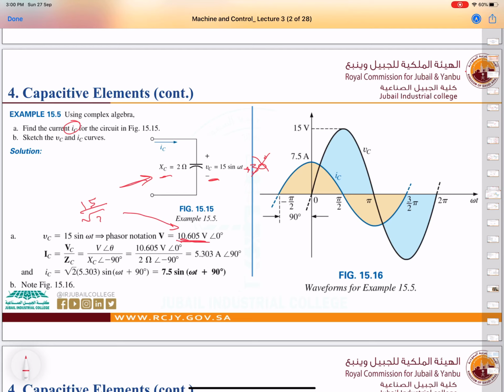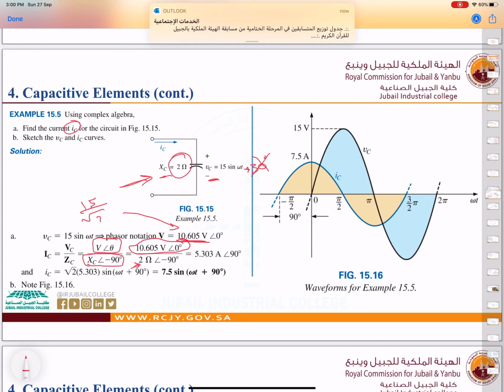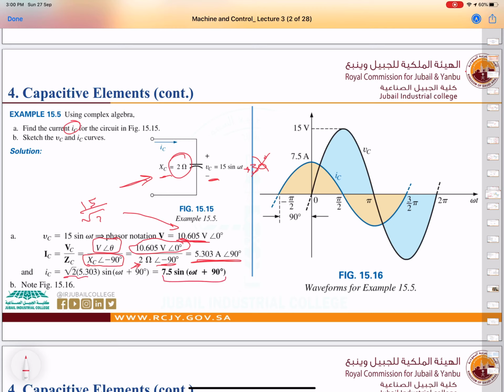Now, IC is equal to VC over ZC, which is VC with angle 0 over XC with minus 90. This we already know. So XC is 2 ohm, with minus 90. So the value is 5.3 with angle 90, multiplied by root 2 to find the expression of the current. Okay, to find the expression of the current.